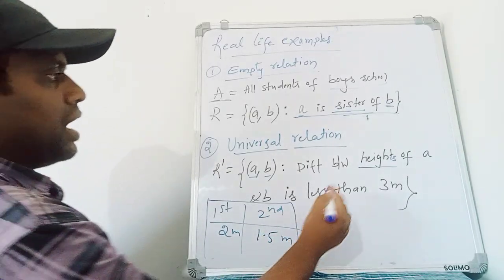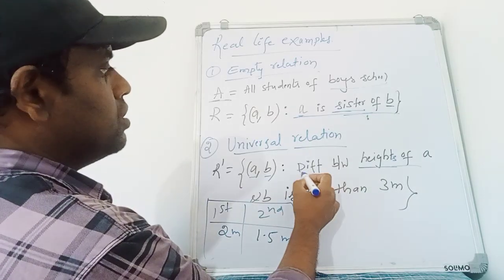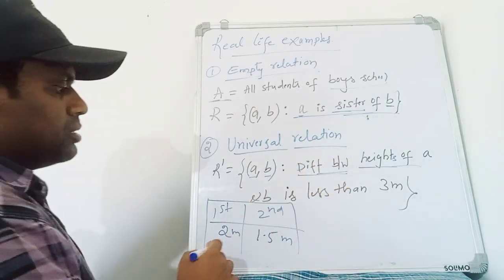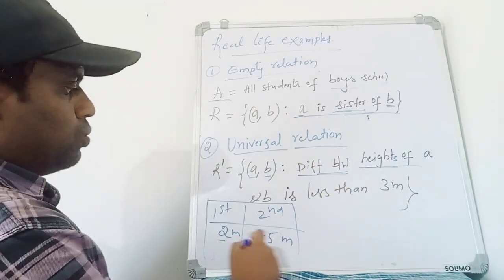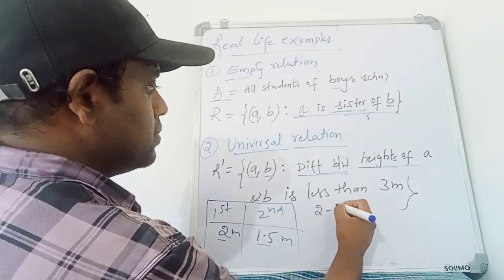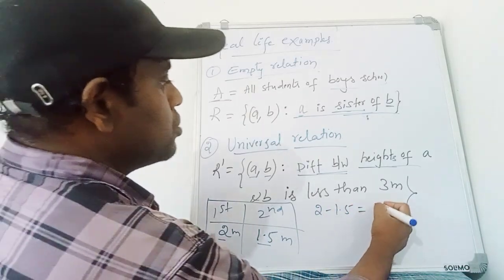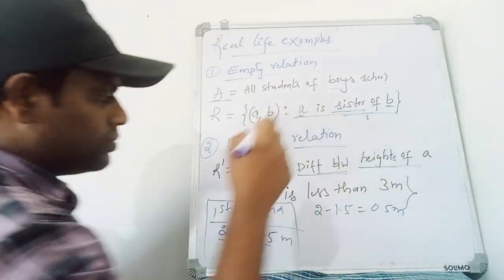So heights I have taken, heights of A and B I have taken. Next they are telling difference. Difference means you subtract. See, 2 minus 1.5. 2 minus 1.5, how much do you get? 0.5 meter. Okay.